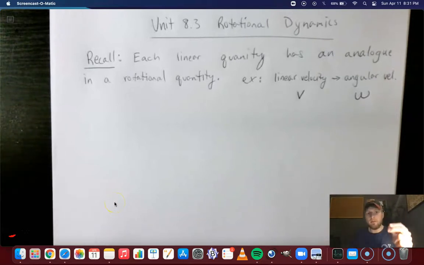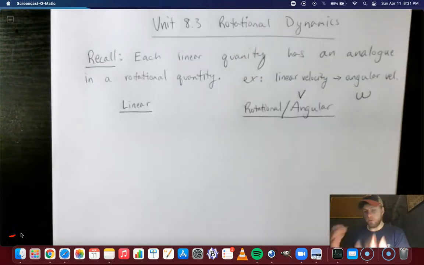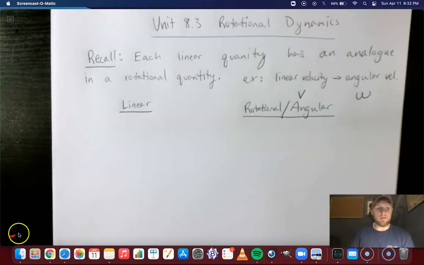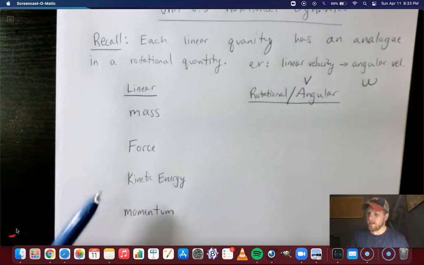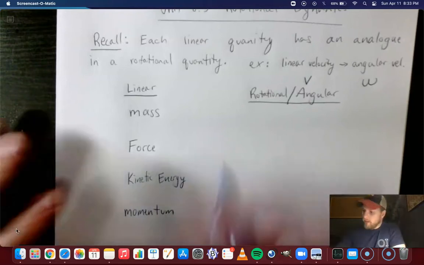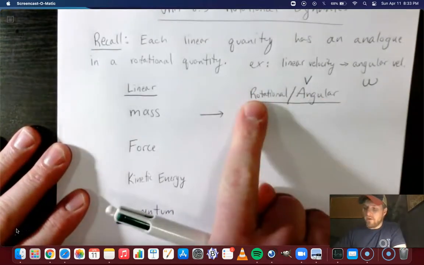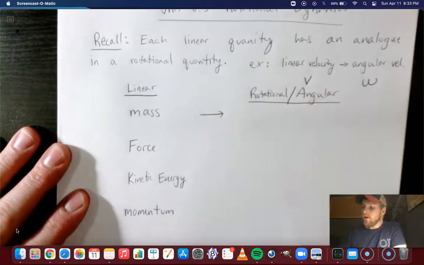So in this unit 8.3, we're going to be looking at things moving in a circle and doing that dynamically. So they're going to be accelerating, slowing down, speeding up, etc. To do that, we need to look at the following things. In addition to velocity, position, acceleration, and so on, the specific things that we want to look at are as follows. We've got mass, force, kinetic energy, and momentum. Again, each of those has a rotational, or sometimes we might say angular, version of it.